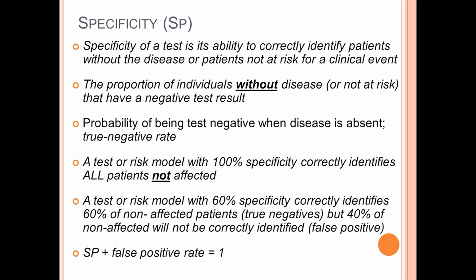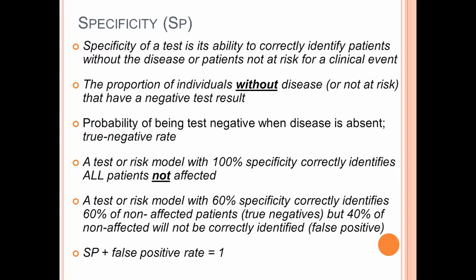Sensitivity. Okay. The other side is specificity. The specificity of a test is its ability to correctly identify patients without the disease or patients not at risk for some event, right? It can also be described as the proportion of individuals without disease or not at risk that have a negative test result. It's also described as the probability of being test negative when the disease is absent, or the true negative rate.